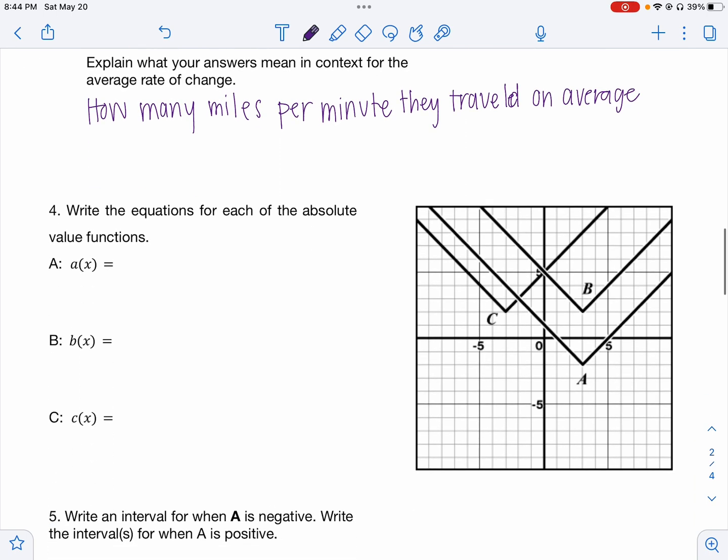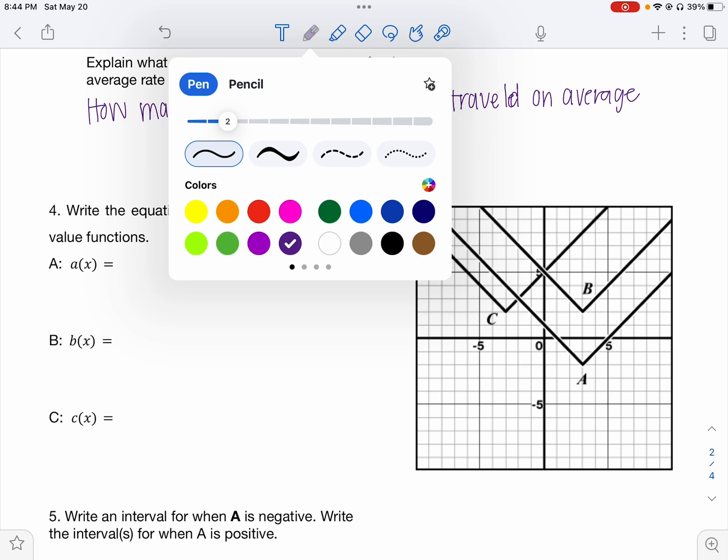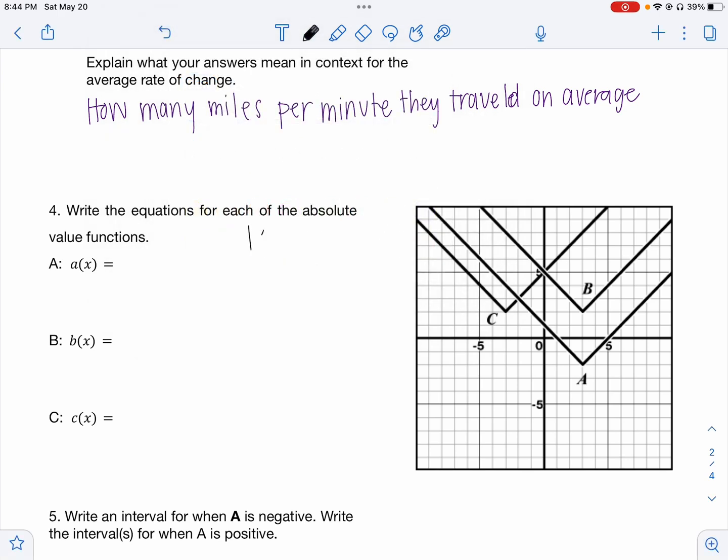Okay, number 4, writing the specific equations. We have the equation y equals a times x minus h, plus k. So this is the vertex, or that point.